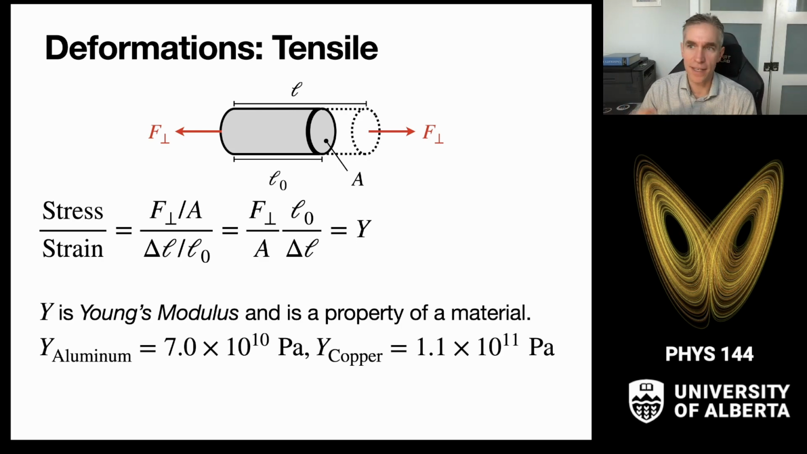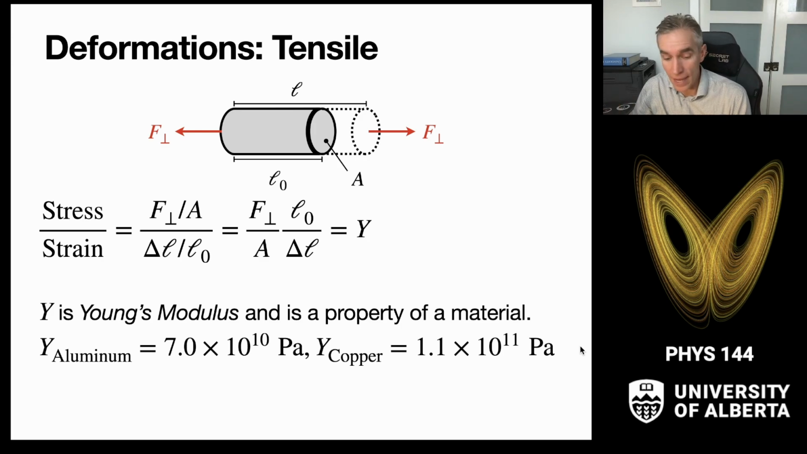This constant is called Young's modulus. Modulus just means some sort of constant property of matter. All of these things are moduli, so the plural of modulus is moduli. So Young's modulus is just one of the many moduli of matter, and it's a property of the material that you're looking at. So aluminum has a Young's modulus of 7 times 10 to the 10 pascals, or 70 gigapascals. And copper has slightly more tensile strength, and so it has a higher Young's modulus of 1.1 times 10 to the 11 pascals, or 110 gigapascals.